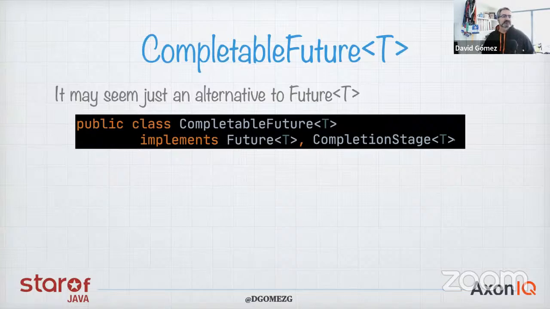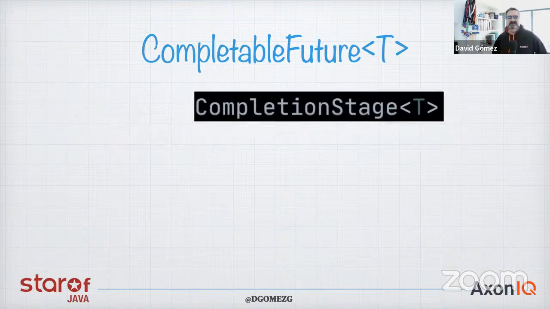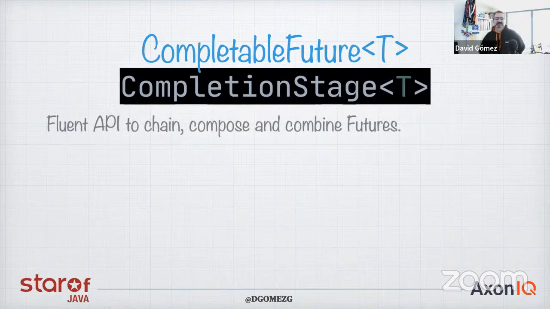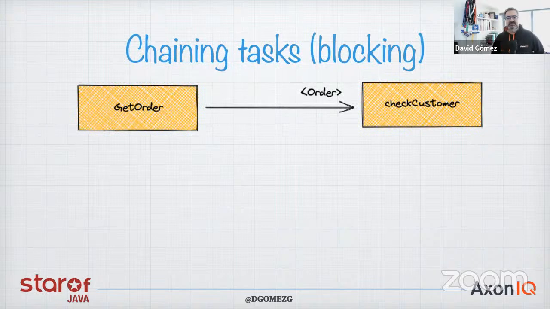And one of the things that CompletableFuture has is, of course, it implements the Future interface, but also the CompletionStage interface. And this second interface is a very important one, because this is where some of the nice features of CompletableFutures are defined. This is the fluent API that allows us to chain different tasks and combine the different futures. So let's see this with an example.